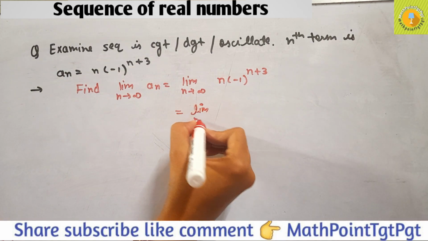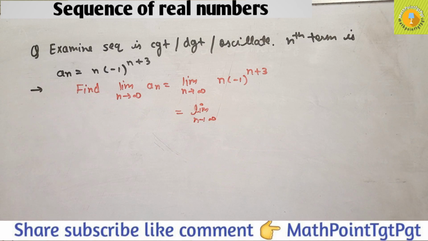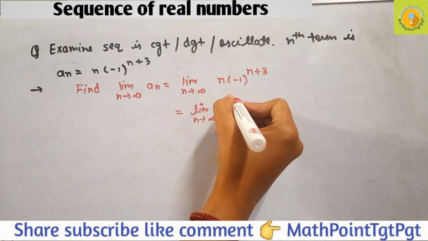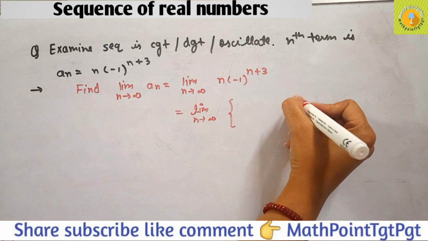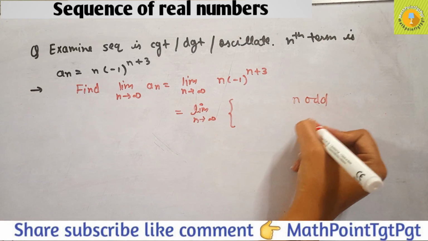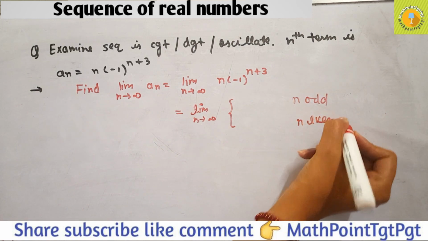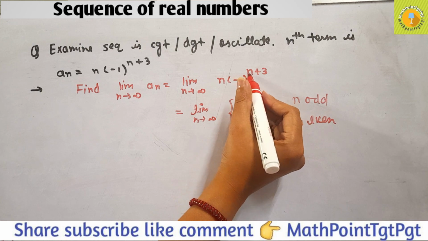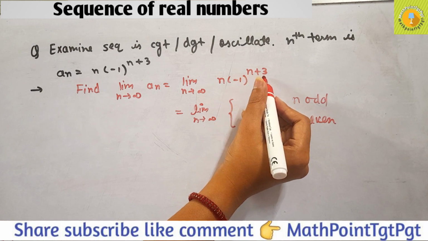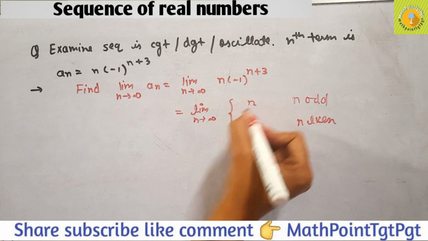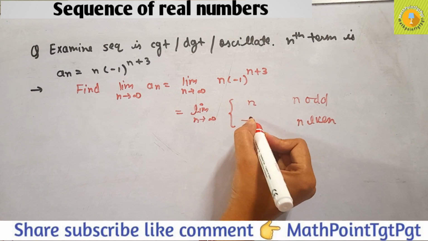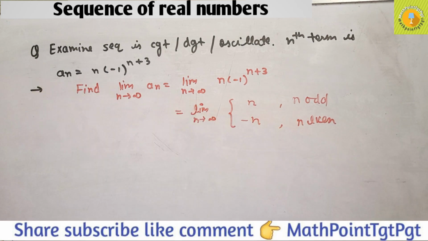So the limit as n tends to infinity of an: if n is odd, for example n is 1, 1 plus 3 is 4, and minus 1 to the power 4 is positive, so its value is n. Similarly, if n is even its value is minus n.